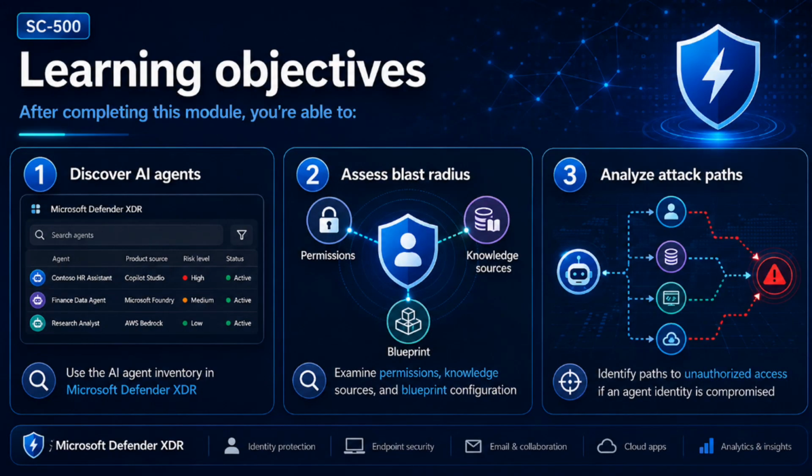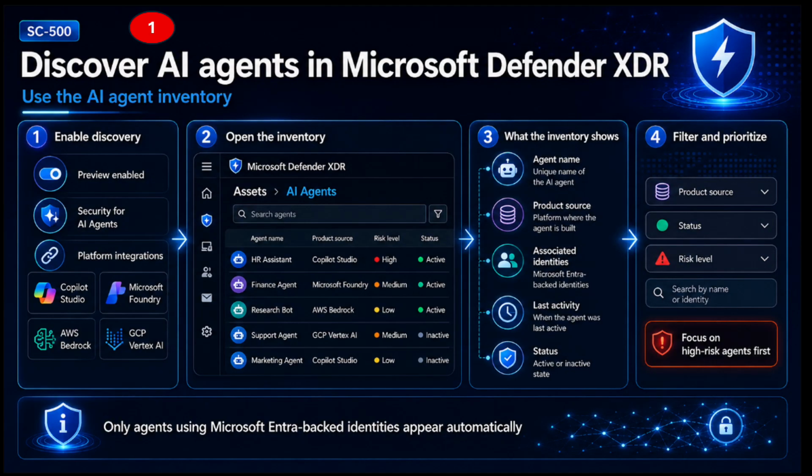At the end of this module, you should be able to: one, discover AI agents, two, assess blast radius, and three, analyze attack paths. The first objective in this module: discover AI agents in Microsoft Defender XDR.